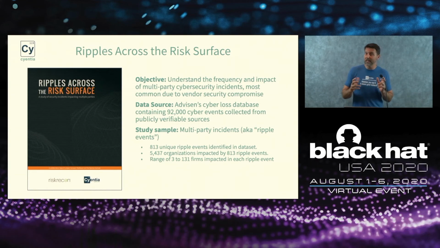Those 813 events affected 5,430 different organizations, which is pretty incredible when you think about how those ripple effects are really spreading out far. Talk more about that in a minute. And we saw these multi-party events affecting anywhere from 3 to 131 different organizations from a single event.